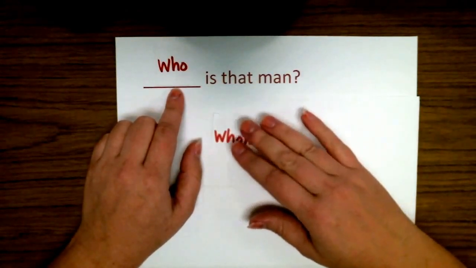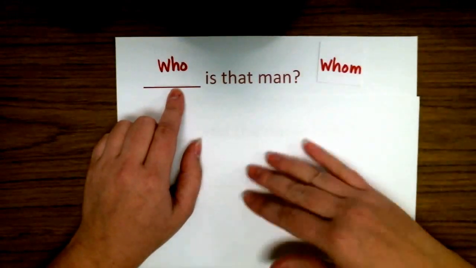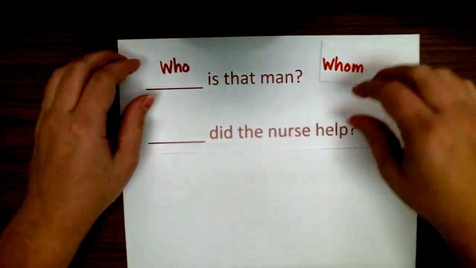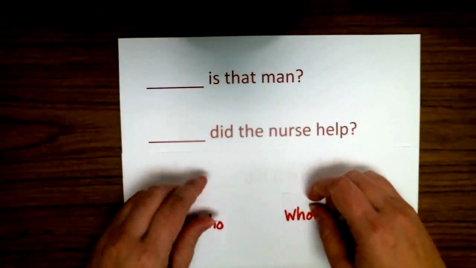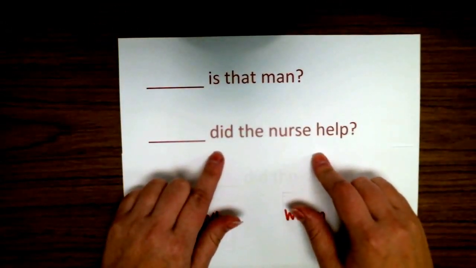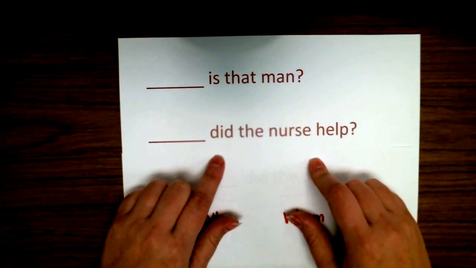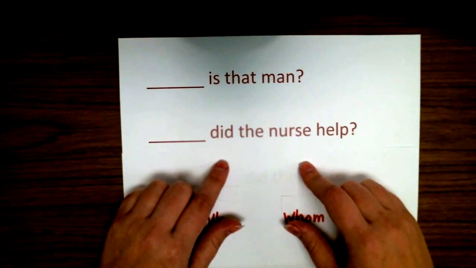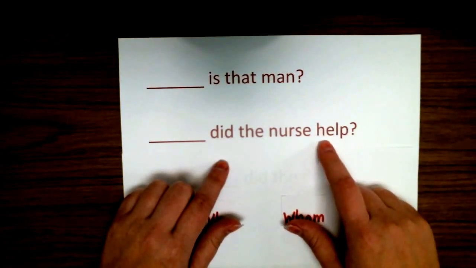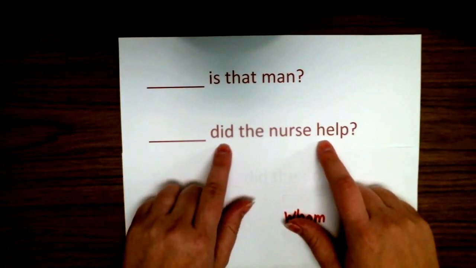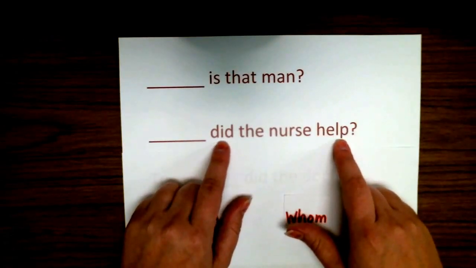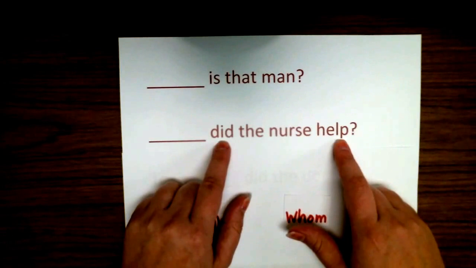Let's take a look at some examples and see when we need to use whom, and it will become more clear. So, blank did the nurse help. Now, in my sentence, I no longer have a linking verb. I do have a helping verb. If I think about what my verb is, the verb is help, and I have a helping verb of did. So main or action verb help, did is helping me understand that it's in the past tense, right?